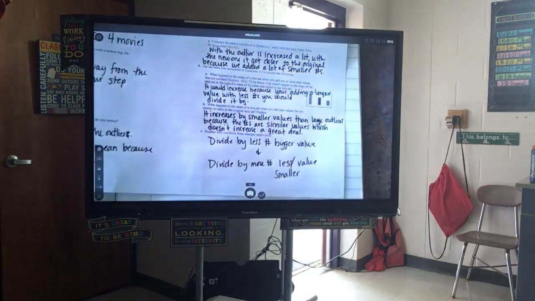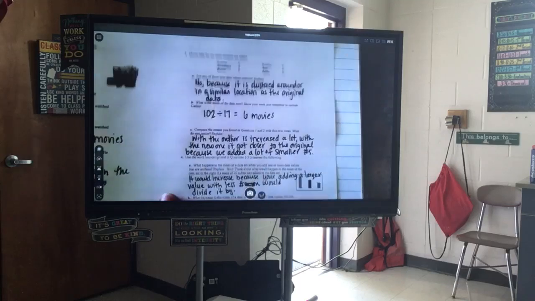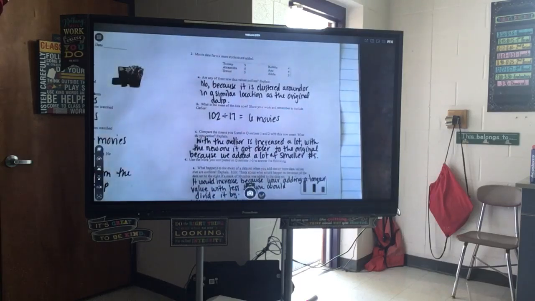Alright, so hopefully you have a little bit better understanding of mean and outliers. That's kind of what this lesson was about today. So please go ahead and glue this into your classwork page in your notebook.